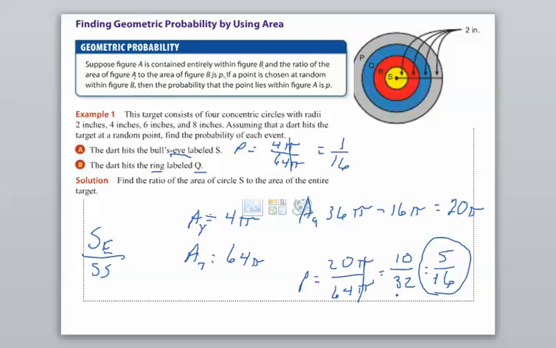So here's the question. Which is more likely to hit, the area Q, sorry, I didn't mean to cough in your ear, or the bullseye? Well, the bullseye was a 1 in 16, and this is a 5 out of 16. It's more likely to hit in the area Q, isn't it?